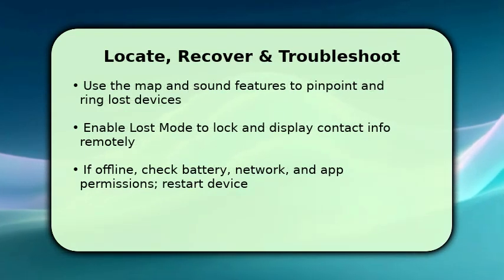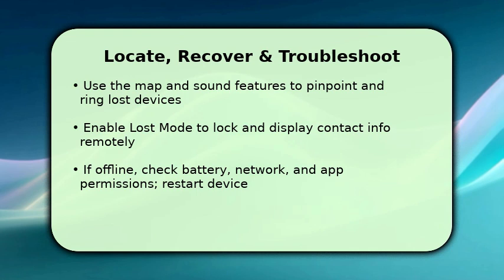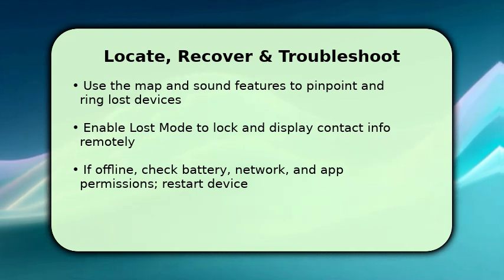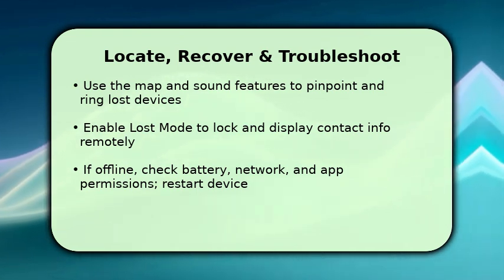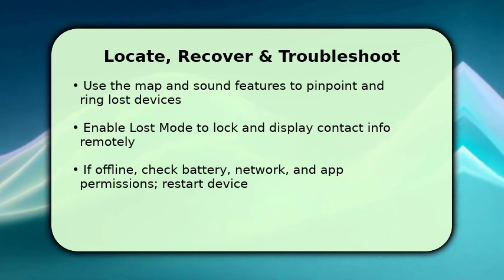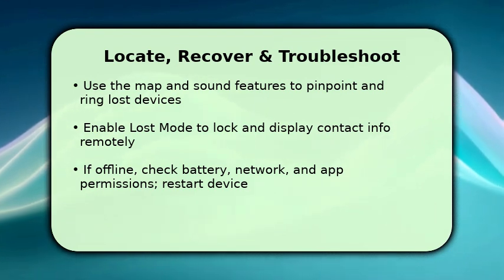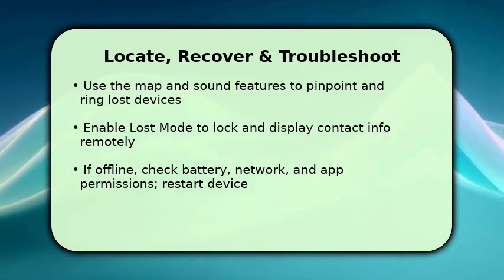You use the map and sound features to locate a device quickly, and if recovery is needed, enable Lost Mode to lock it and show contact details. Once done, monitor the device's last seen and network relay updates. Make sure you refresh location data periodically.